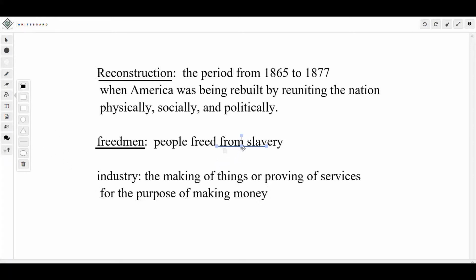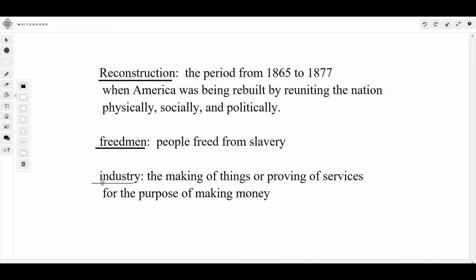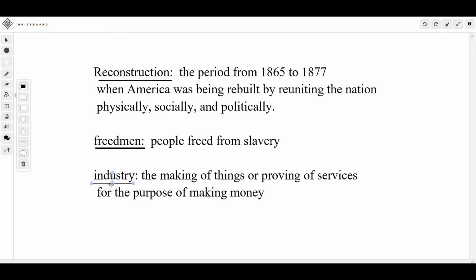Let me go ahead and underline it so we can know what this is. Industry. Woo, I don't want to move the whole thing, do I? There we go. There's our three words we need to know. So make sure and pause it and write all that down. All right. Did you get all those words written down?